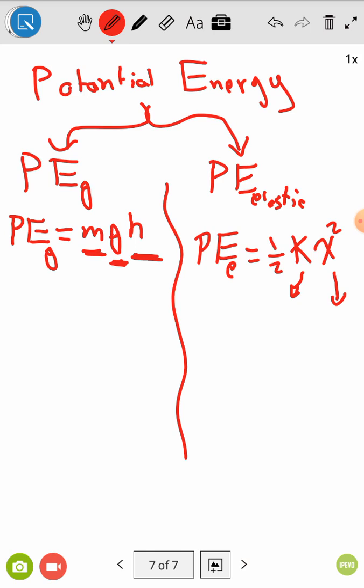Let us go back to the gravitational potential energy. Again, m is the object's mass. g is the acceleration due to Earth's gravity, the free fall acceleration, equal to 9.8 meter per second squared, and h is the object's height. Gravitational potential energy is the potential energy stored in the gravitational field of the interacting bodies. There is a gravitational field, and in this gravitational field a kind of energy is stored, called the gravitational potential energy.